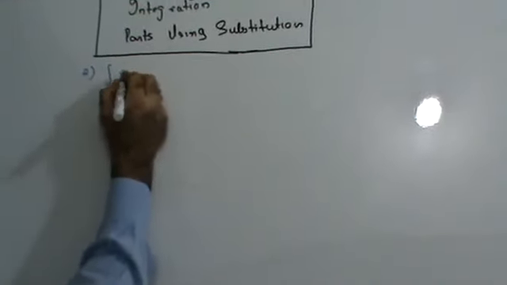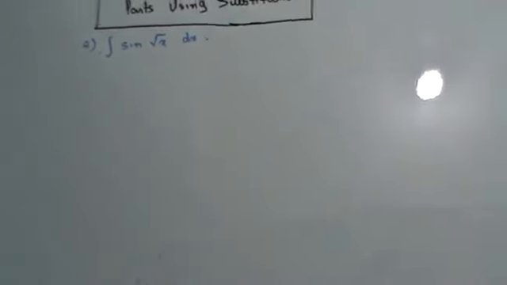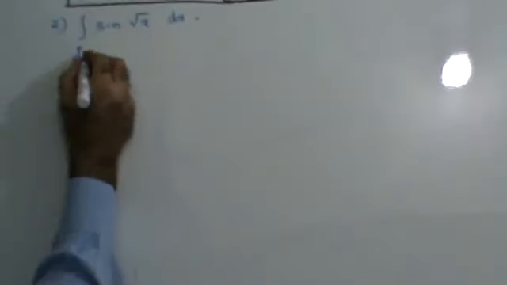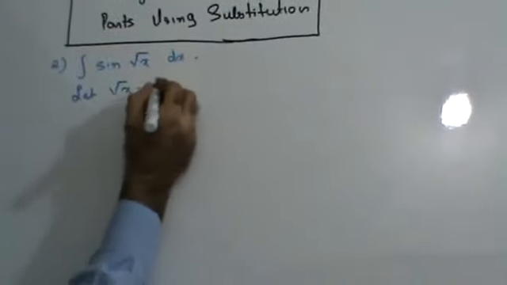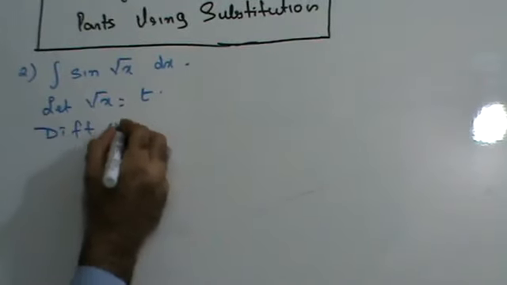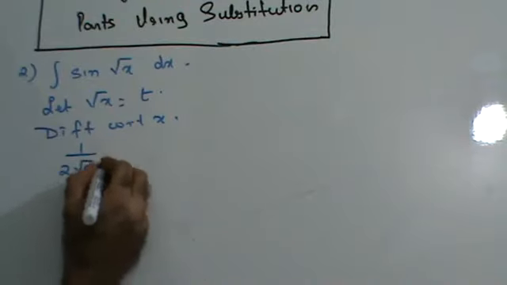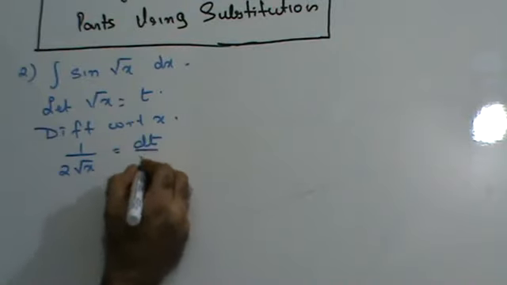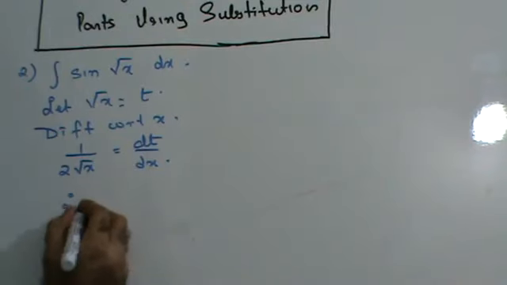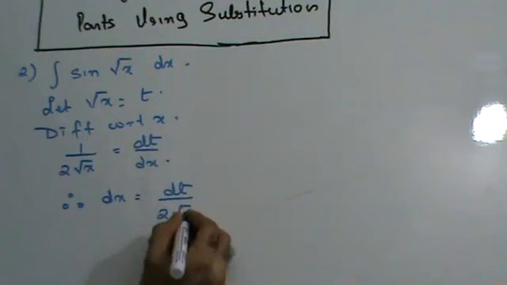Integral of sin root x dx. Let's see how we do the sum. You will say let root x be equal to t. So in that case you will say differentiate with respect to x. d by dx of root x is 1 upon 2 root x is dt by dx. Therefore you can say that dx is dt upon 2 root x.